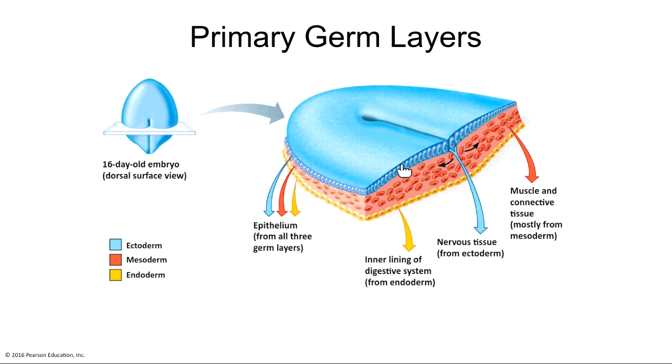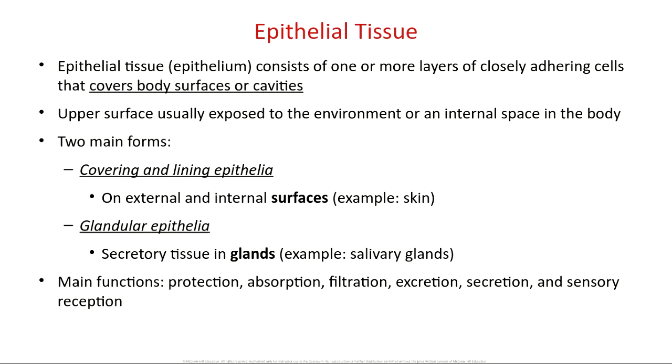Now, eventually, these three layers are going to meet. The ends of them are going to meet, and they're actually going to end up forming a tube, and that tube will eventually become the human body. Epithelial tissue really is going to be covering body surfaces or cavities.